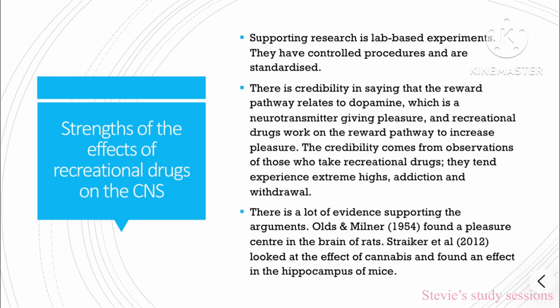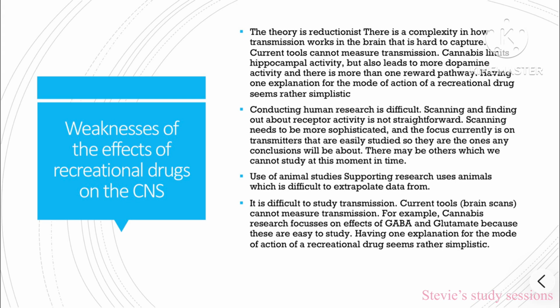Olds and Milner, 1954, found the pleasure center in the brain in rats. Stryker et al., 2012, looked at the effect of cannabis and found an effect in the hippocampus of mice. However, this theory is reductionist. There's complexity in how the transmission works in the brain that is hard to capture. Current tools cannot measure transmission. Cannabis limits hippocampus activity, but also leads to more dopamine activity, and there's more than one reward pathway. Having one explanation for the mode of action of recreational drugs seems rather simplistic.